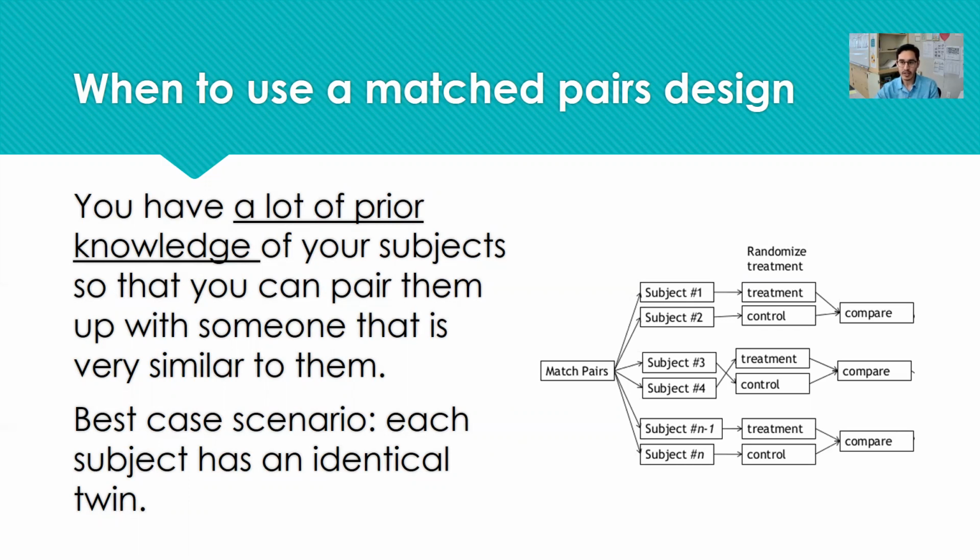And so now one subject in each pair is going to get the treatment and the other subject is going to get the control. Best case scenario is every subject in the study has an identical twin. And then of course forming the pairs would be very easy, right? Each person would be paired with their twin.